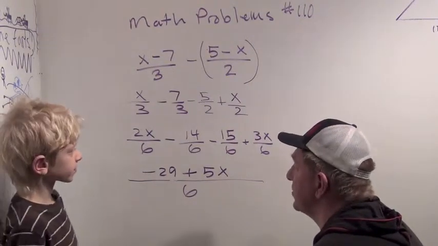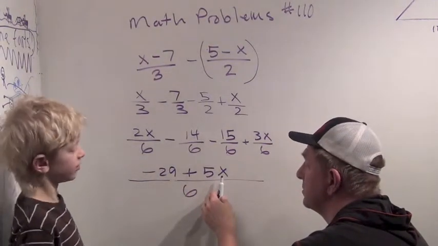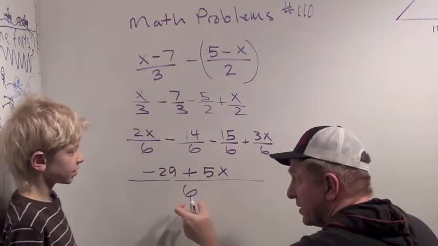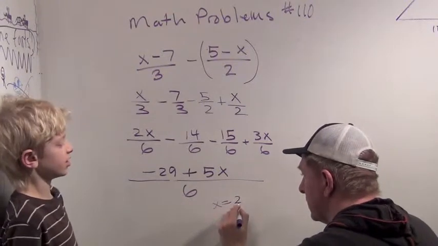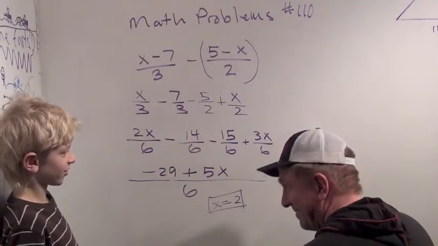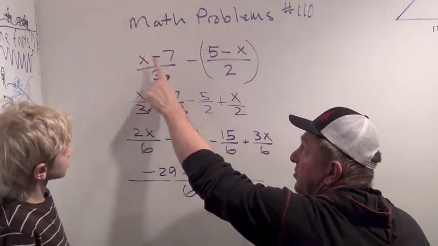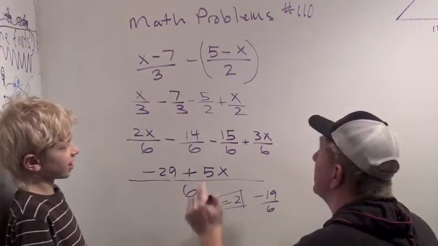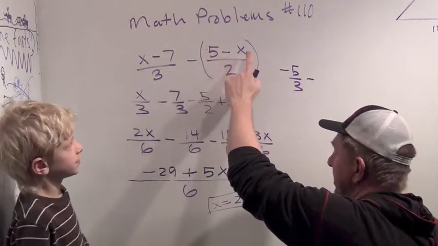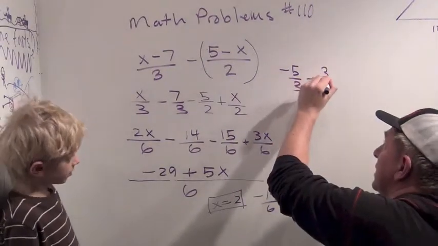Now normally what we'd like to do is just check a number here. Let's just pick a number. What's an easy number here? Like maybe 2. So here we would get minus 29 plus 10 over 6, which is minus 19 over 6. Don't let that become a secret invisible minus. When I put x equals 2 up here, I get 2 minus 7, which is minus 5 over 3. Minus 5 thirds. And then I get minus 5 minus 2, so 5 minus 2 is 3. So I get minus 3 halves.